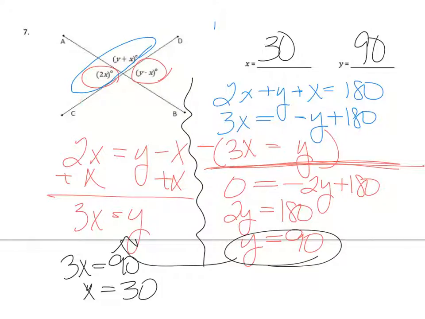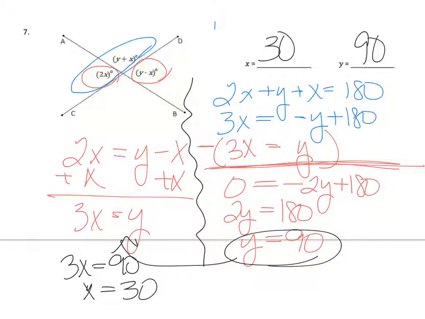Then in blue, I circled a linear pair. These are supplementary. You add those together and set it equal to 180. 2x plus y plus x equals 180. Collect like terms. 2x and x is 3x. I moved the y to the other side of the equal sign, so I have a negative y plus 180. Now I have two equations, and I can solve for them.